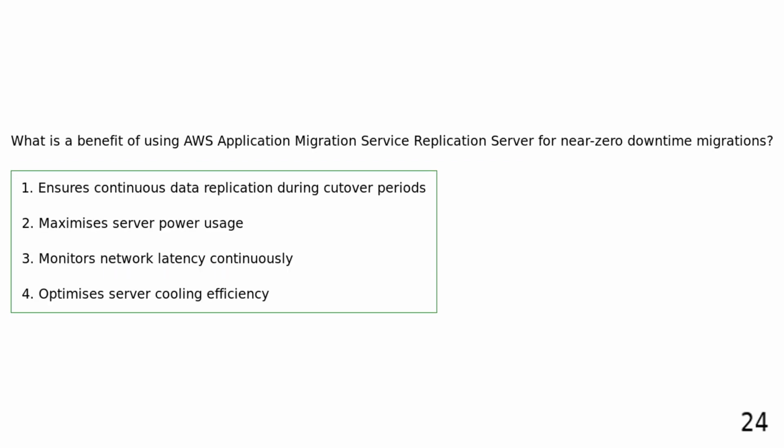What is a benefit of using AWS Application Migration Service Replication Server for near-zero downtime migrations? Ensures continuous data replication during cutover periods. Maximizes server power usage. Monitors network latency continuously. Optimizes server cooling efficiency.